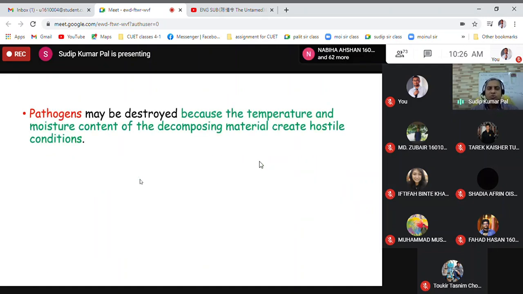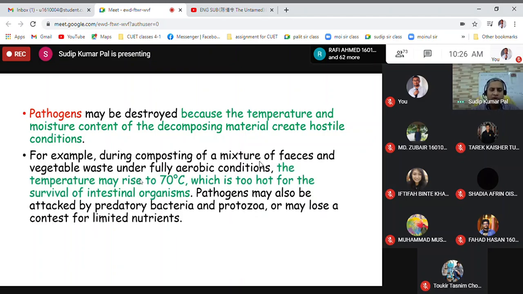Pathogens may be destroyed because the temperature and moisture content of the decomposing material create a very hostile condition for them. For example, during composting of a mixture of feces and vegetable waste under fully aerobic conditions, the temperature may rise to 70 degrees Celsius, which is too hot for the survival of intestinal organisms. Because the organisms present in your stomach, where temperature normally varies from 25 to 30 degrees Celsius, sometimes 35, when they come out, in very hot weather, particularly at any temperature above 55, normally they cannot survive.